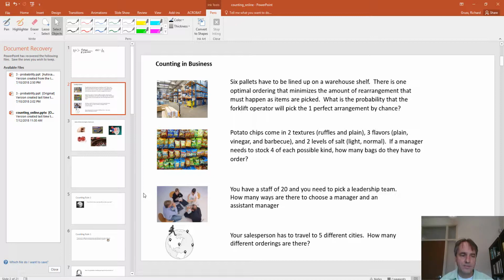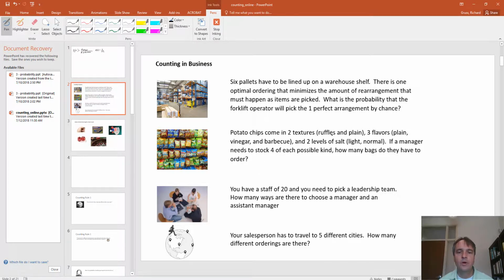So here are some examples of problems that have come from previous final exams. This is definitely the sort of thing that you would be expected to be able to do. For example, we have 6 pallets and we want to line them up on a warehouse shelf. There is one optimal ordering that's going to minimize the amount of rearrangement that has to happen as items are picked off the shelf. So what's the probability that a forklift operator will pick the one perfect arrangement by chance? Basically we just need to find the denominator here, the number of ways of arranging 6 pallets.